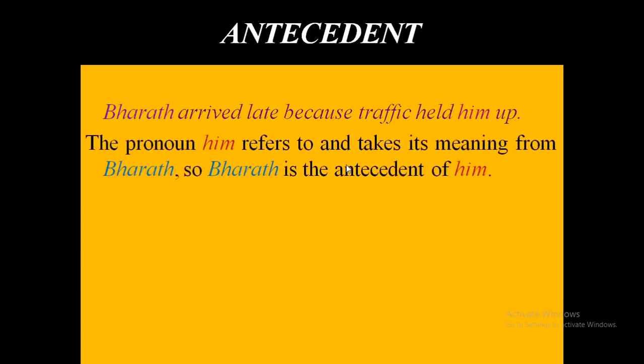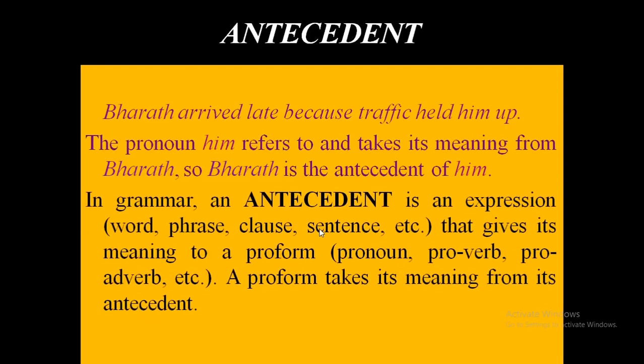Let us see the explanation of the statement here. The pronoun him refers to and takes its meaning from Bharat. So Bharat is the antecedent of him. Now let us move on to some more explanation about antecedent. In grammar, an antecedent is an expression. The expression can be a word or a phrase or a clause or a sentence.